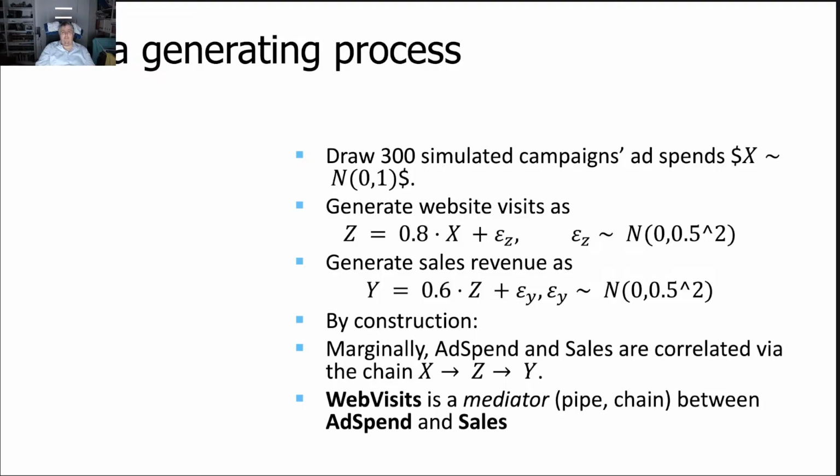Our data generating process is very simple, just so we can analyze something. We get randomly generated ad spend, because it's always standardized, so it's not a problem. So we get this generated ad spend as normally distributed X. We generate website visits as a certain proportion, 0.8 times the money spent, and the sales as 60% of visits. This is a very simplistic relationship, but we will not be going there. So by our construction, ad spend and sales are correlated through our chain X through Z to Y. Web visits is a mediator. It's a pipe in a chain between ad spend and sales.